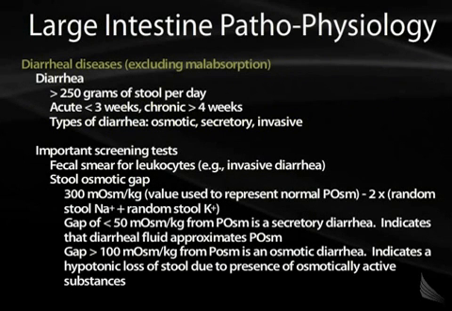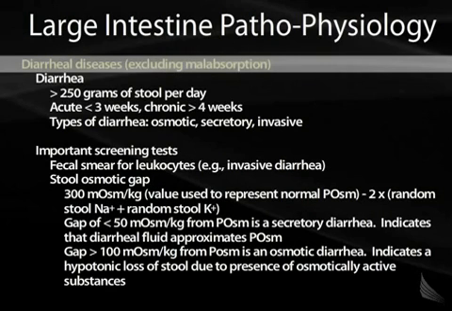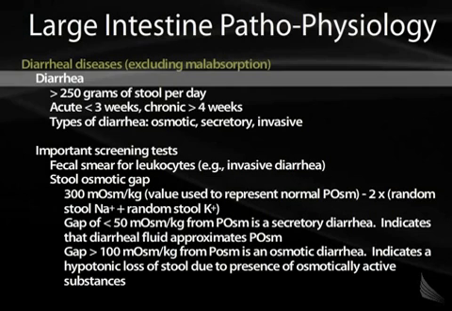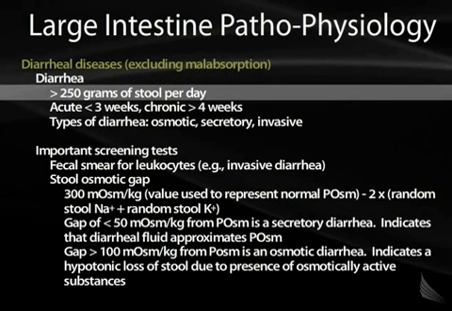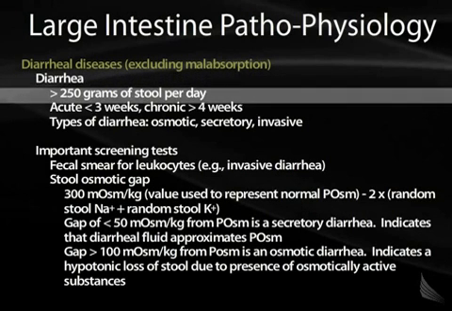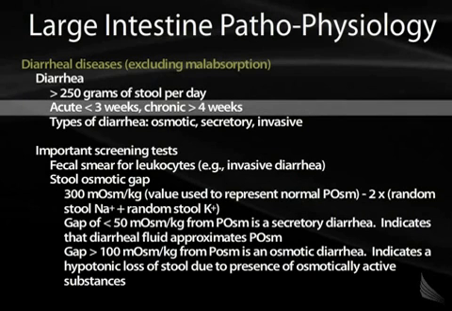One of the most common things that you'll come across in the clinical scenario, both in the pediatric population and the adult population, are diarrheal diseases. We will discuss diarrheal diseases aside from malabsorption, which was discussed in the section on the pancreas. So diarrhea is classified as greater than 250 grams of stool per day. It's acute if it's been present for less than 3 weeks, and chronic if it's been present for more than 4 weeks.